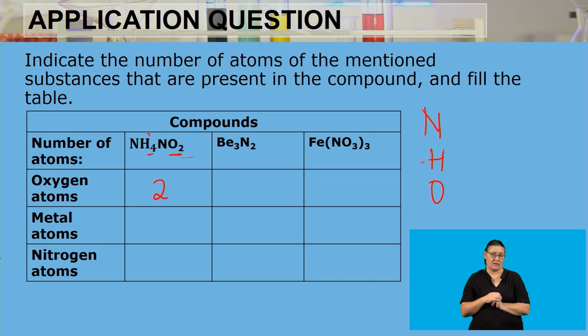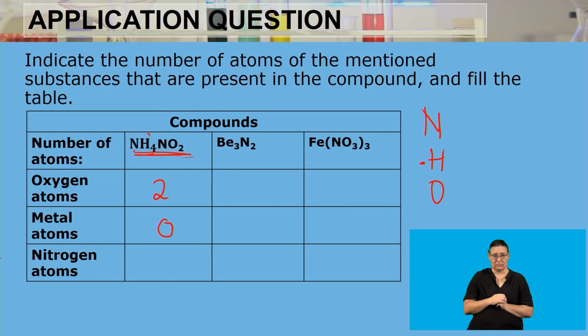The tricky part here is with regards to the hydrogen. Hydrogen on the periodic table is found in group 1, which means that some people might mistake it for a metal, whereas hydrogen is not a metal, it is a nonmetal. It behaves like those elements in group 1, but it is not a metal. So that means in this particular compound we do not have any metals.